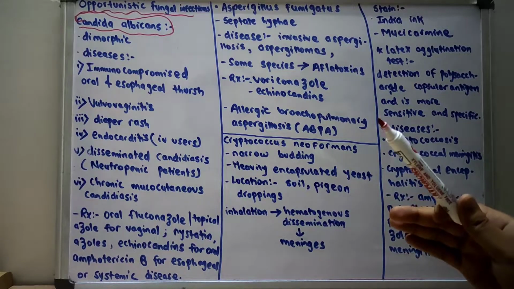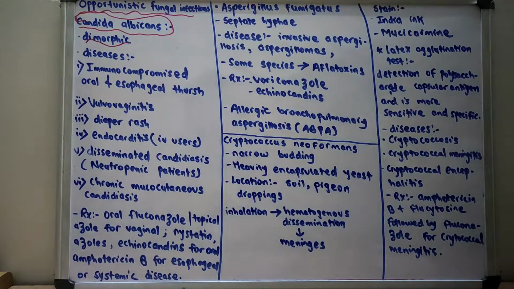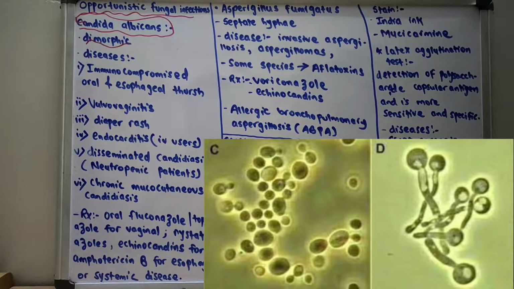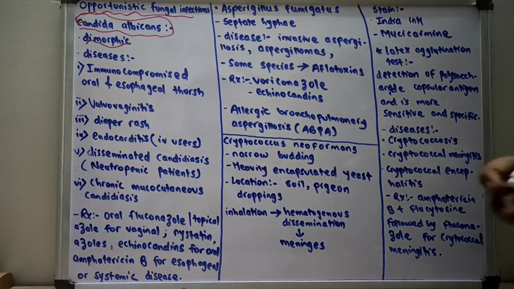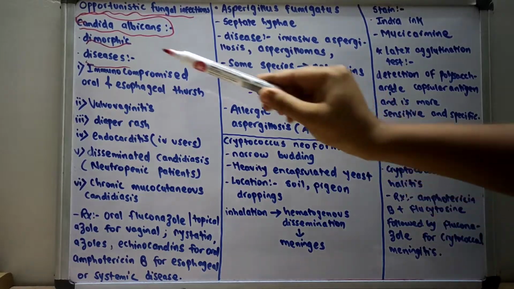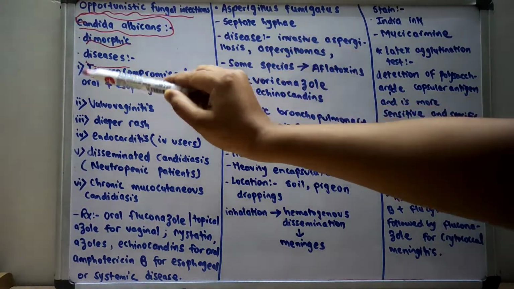So Candida albicans is a dimorphic fungus. As we have already known, what is meant by dimorphic fungi? Dimorphic fungi means it has two forms. That means it forms budding yeast at 20 degrees Celsius, whereas it forms germ tubes at 37 degrees Celsius.